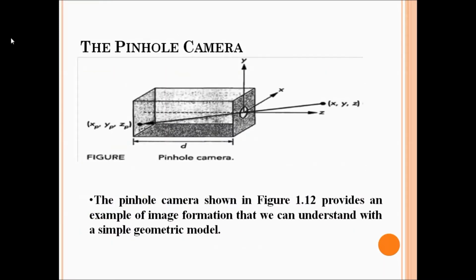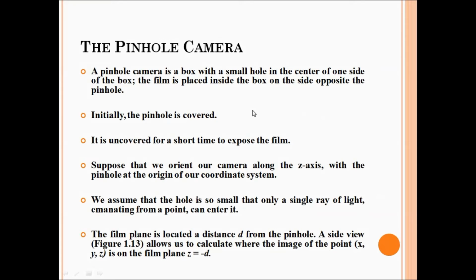And you can see there in the diagram our camera is oriented along the z-axis. The pinhole will be the origin of our coordinate system. Right, guys? Next, we assume that the hole is so small that only a single ray of light can pass through it.